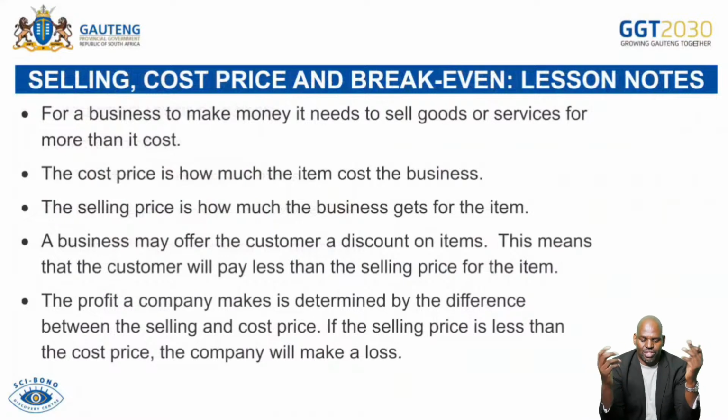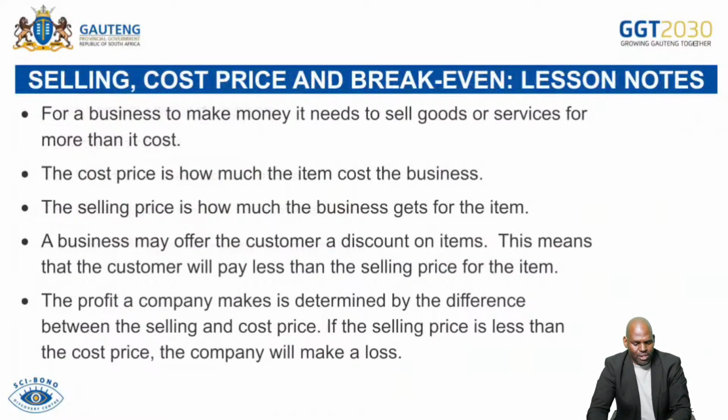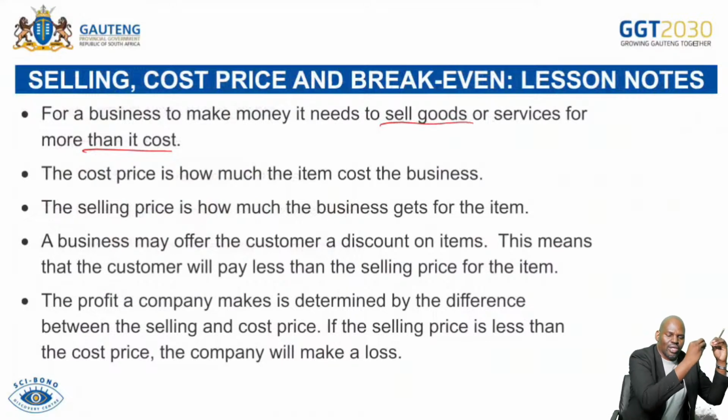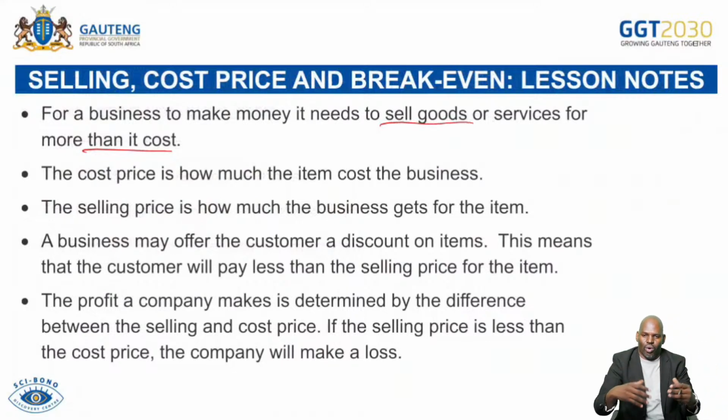Then these are some of the things that you need to take into consideration from the point of a business. We know that for a business to make money, it needs to sell goods. If you're running a business, in order to make money, you need to sell something. You need to sell some items, or you need to render a service. For a business to make money, it needs to sell goods or services for more than it costs. So if the stock has cost you a certain amount, you need to sell for more in order to overcome the cost.